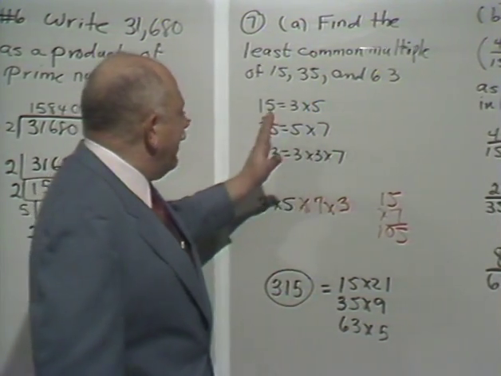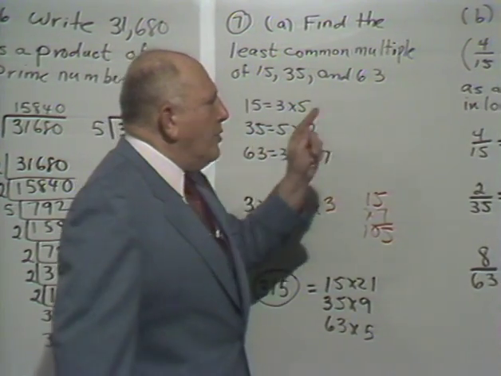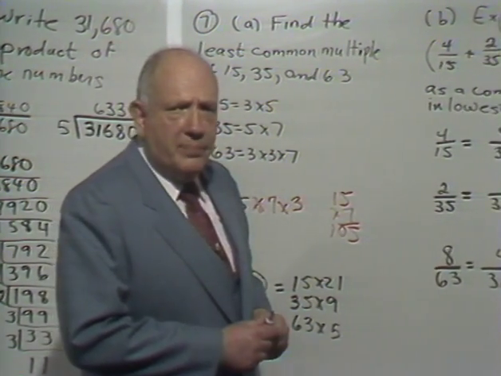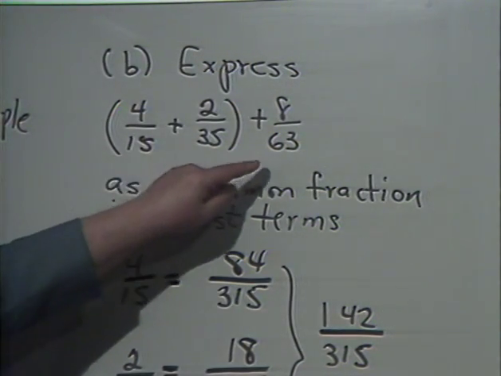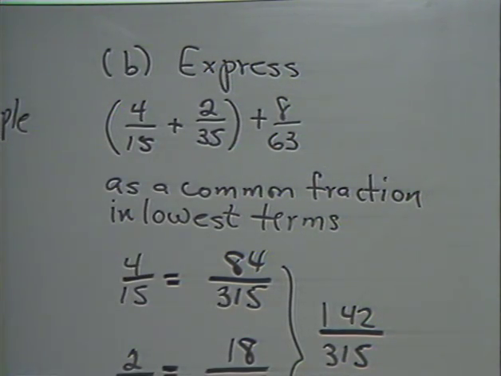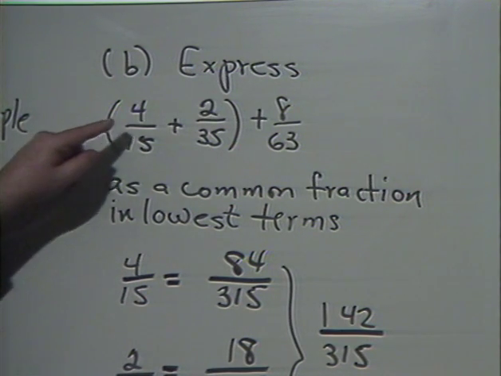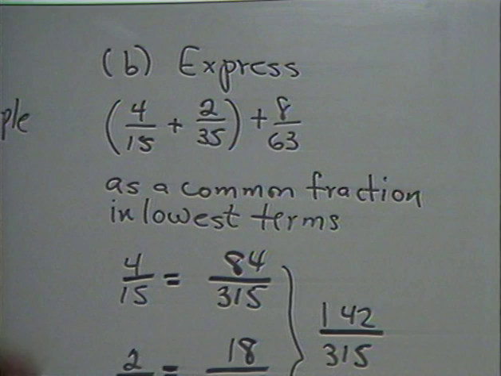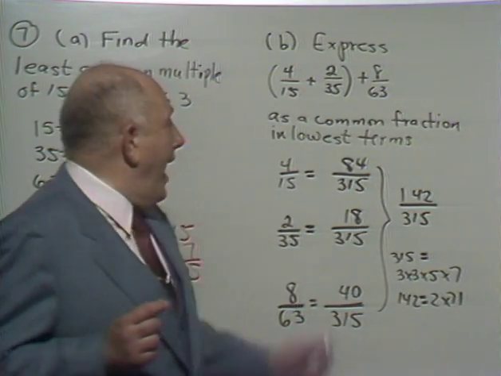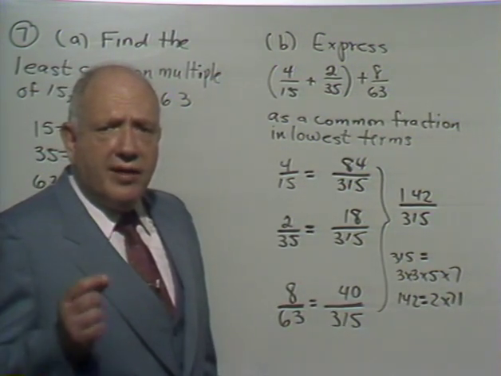In fact, if I hadn't done part A yet, I would now have to do it in order to do part B. Because part B says, express this sum of fractions, 4/15 plus 2/35 plus 8/63, as a common fraction in lowest terms. One of the things I'm going to show you is that you don't need parentheses here, but for parts B and C, I'm putting the parentheses in to emphasize that when you're adding common fractions, it's still associative.